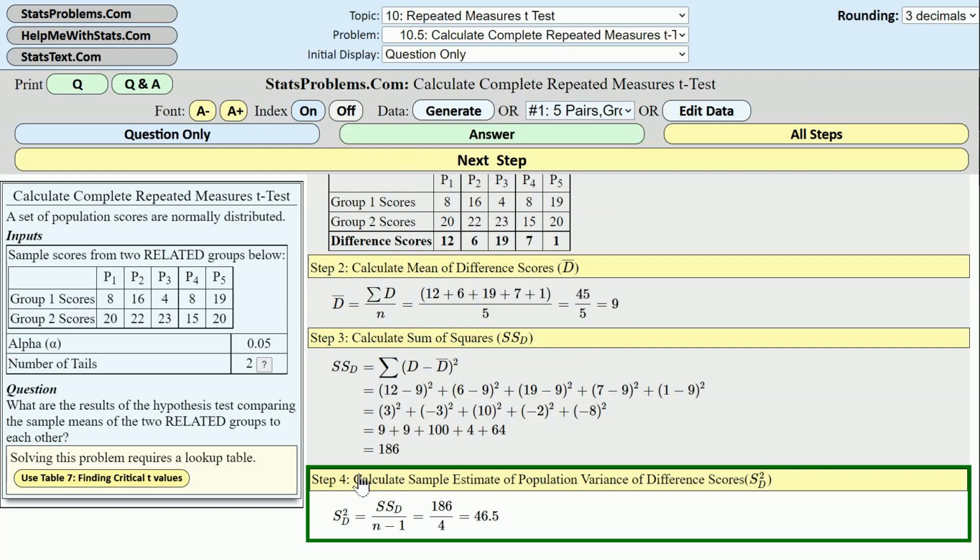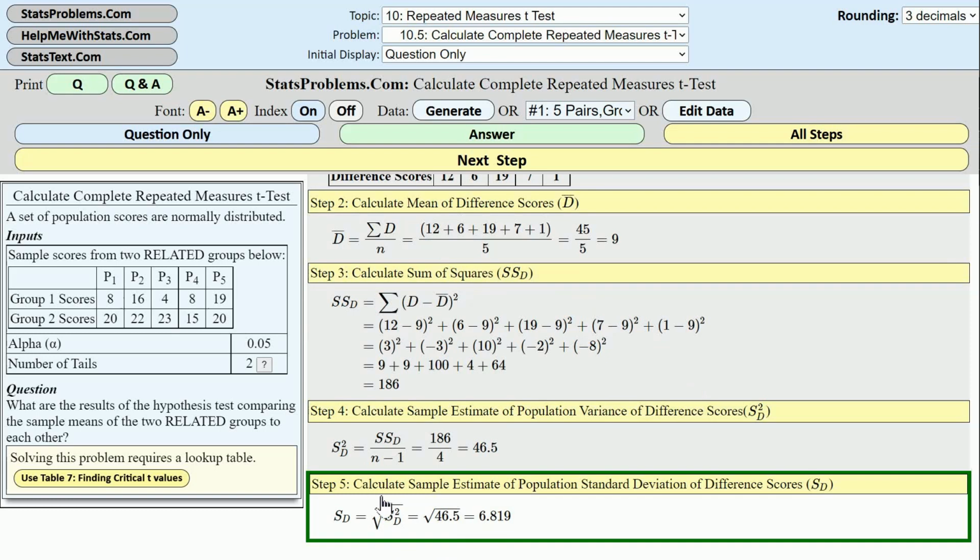In Step 4, we calculate the sample estimate of population variance of the difference scores, S squared d. The sample estimate of population variance of the difference scores, S squared d, is equal to the sum of squares, SSD, divided by the sample size, n minus 1. In this example, S squared d is equal to 186 divided by 5 minus 1, 4, which works out to 46.5.